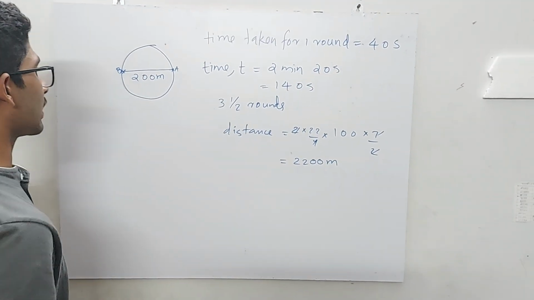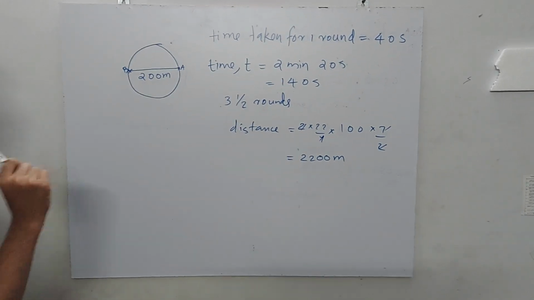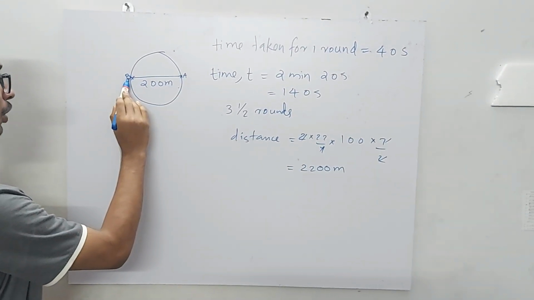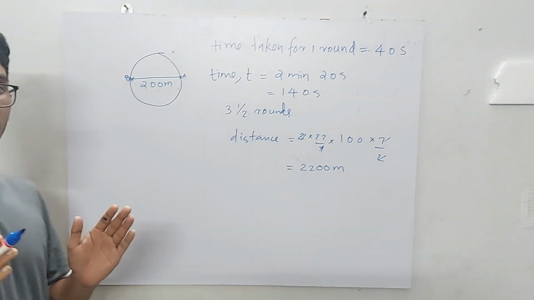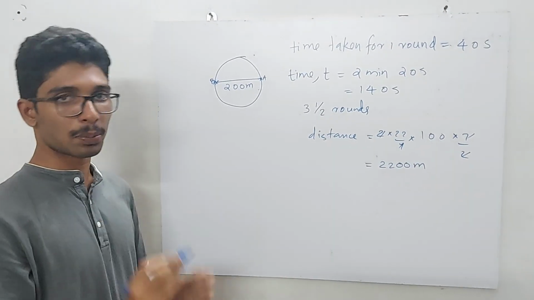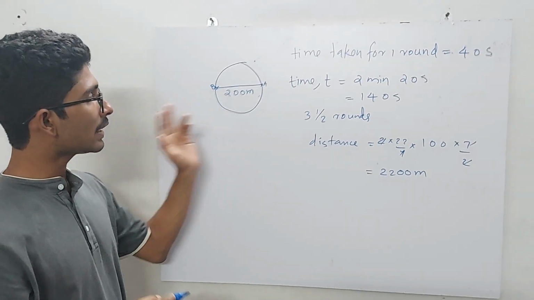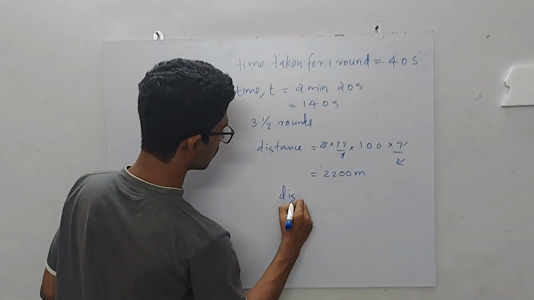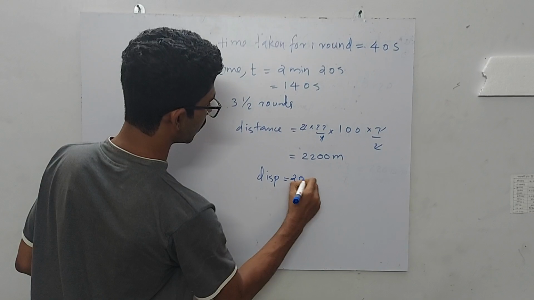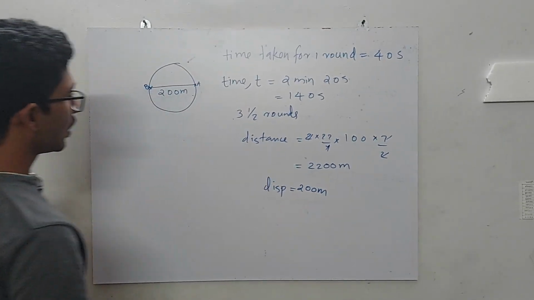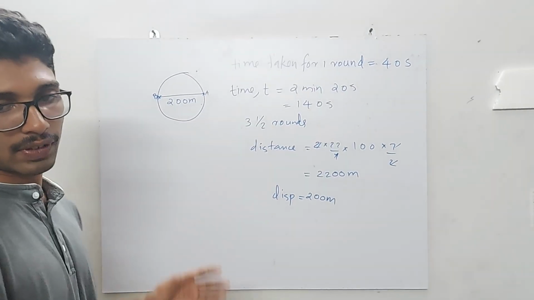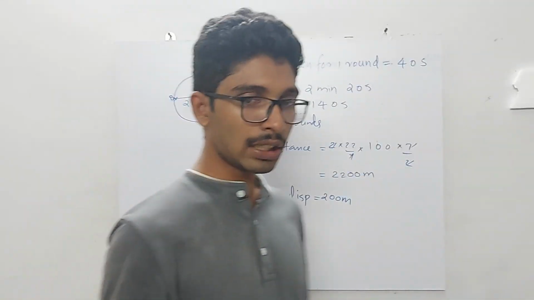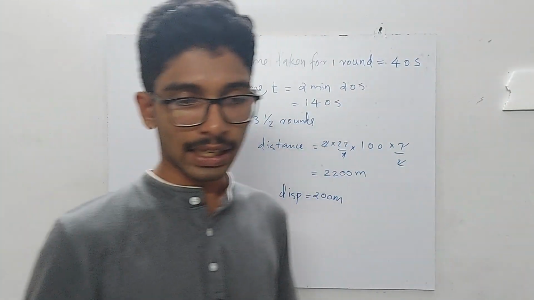Unit is extremely important. Now, what about the displacement? As we can clearly see, A is the initial point and B is the final point, and displacement is defined as the distance between the initial and the final point, isn't it? So how much is that? It's simply 200 meters. So displacement is equal to 200 meters. That's about the first question. It was an easy question. I hope you all understood it. If you have any doubts, post them in the comments. Now let's go to the second question.